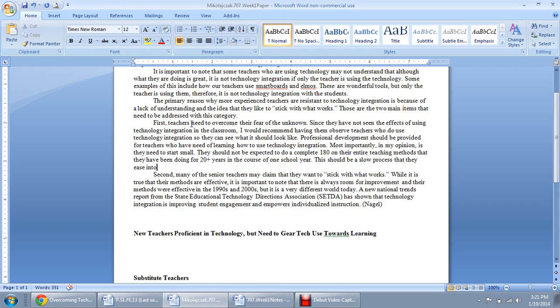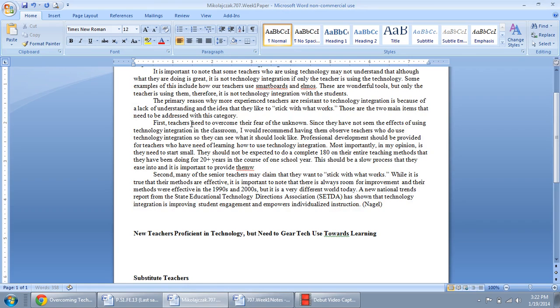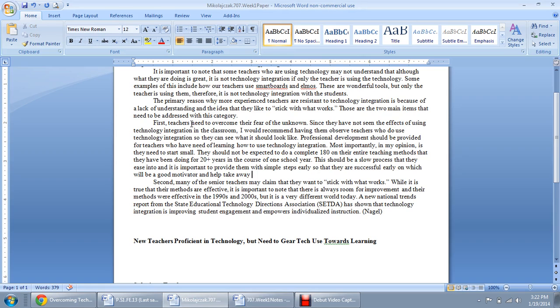And it is important to provide them with simple steps early so that they are successful early on, which will be a good motivator and help take away their anxiety.